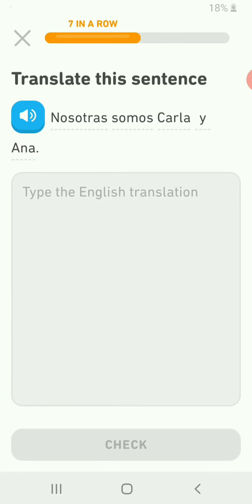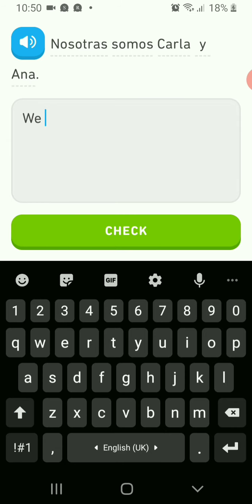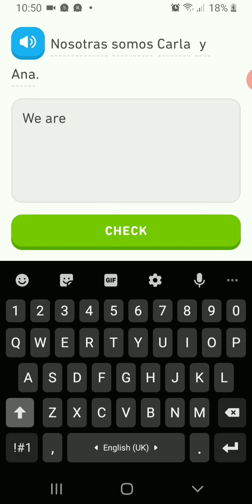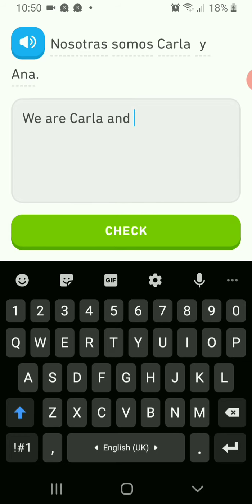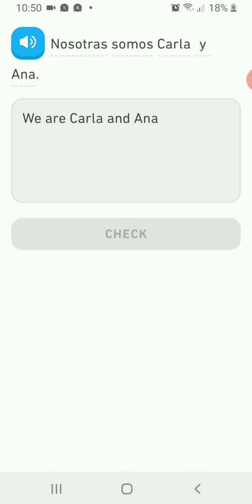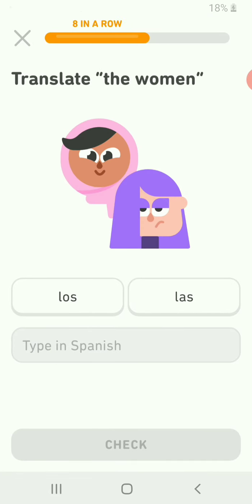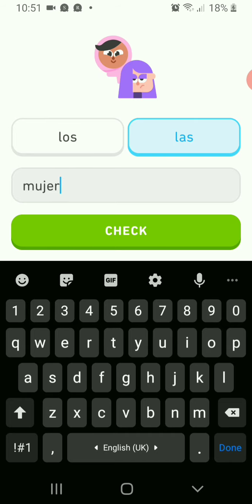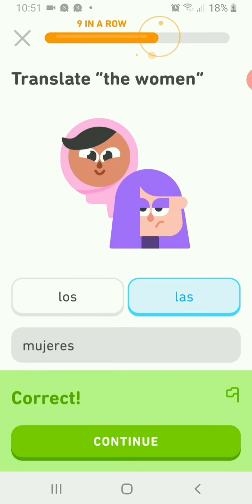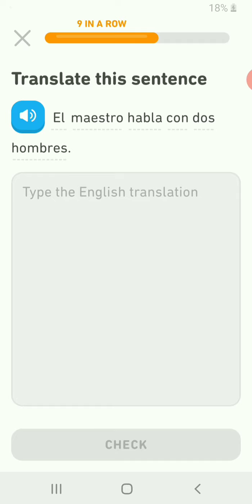Nosotras somos Carla y Ana. So we are, let's correct this. We are Carla and Ana. So two girls, that's why we use nosotras. Very good. The women, las mujeres, remember. El maestro habla con dos hombres.